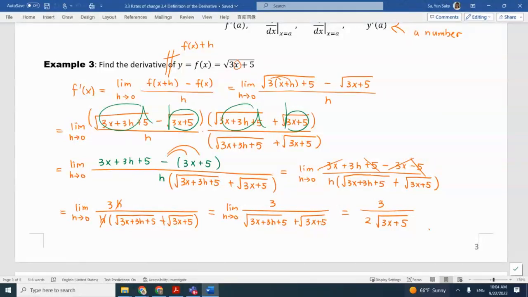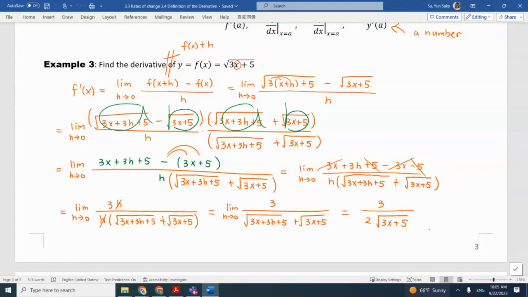Now, you see the bad guy? The bad guy is h. It makes the numerator and denominator 0. We cancel the bad guy, and then we can plug in h is 0 again. H is 0, we realize this term and this term are the same. Therefore, this term plus this term, that's 2 copies of this term. Okay, so this is the answer. And the derivative f prime of x would be a function of x.